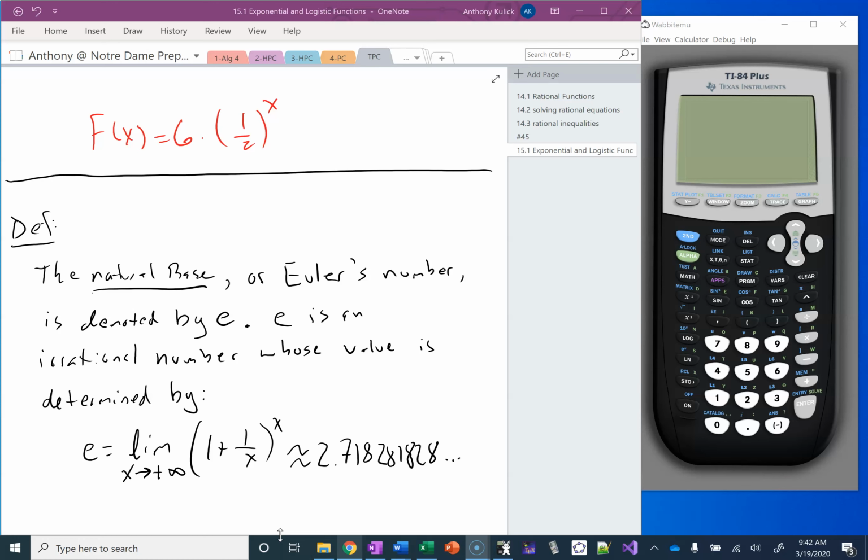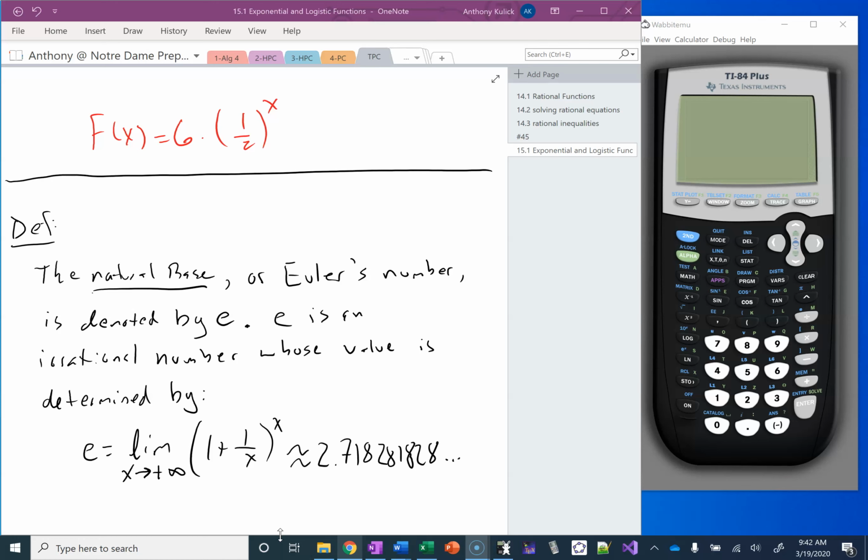who developed these concepts. The value for e is determined by the limit as x approaches positive infinity of 1 plus 1 over x, to the x. And that value is about 2.718281828, and so on. I know it looks like there's a repeating pattern there in the beginning, but that pattern deviates quite quickly, and it's not actually anything repeating there.